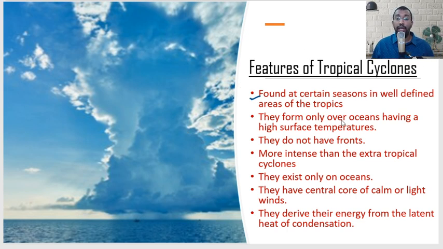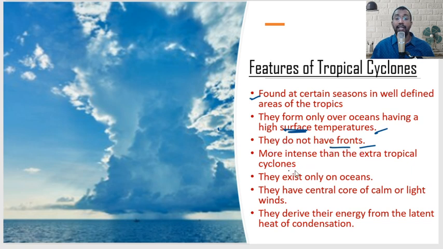And they form only over oceans having high surface temperatures. So if you want to see high surface temperatures, what should you see? You should see a good amount of insolation, which is almost vertical. So only in a specific season do I get to see vertical insolation. And they do not have fronts. What are fronts? A region where two different air masses, cold air and warm air, converge. That is seen across your temperate latitudes, not across your tropical latitudes, and there should not be any frontal formation.